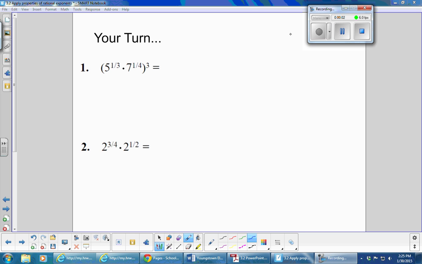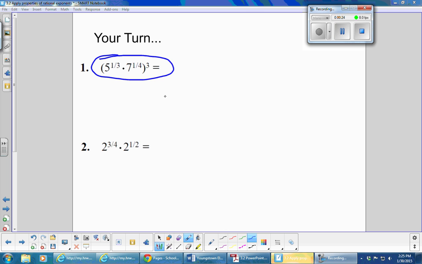Okay, so this should be the first video for Algebra 2. The regular Algebra 2 class, not the Alex class. Where we left off on Friday was section 3.2. We were working on properties of rational exponents, so we were covering problems like this.